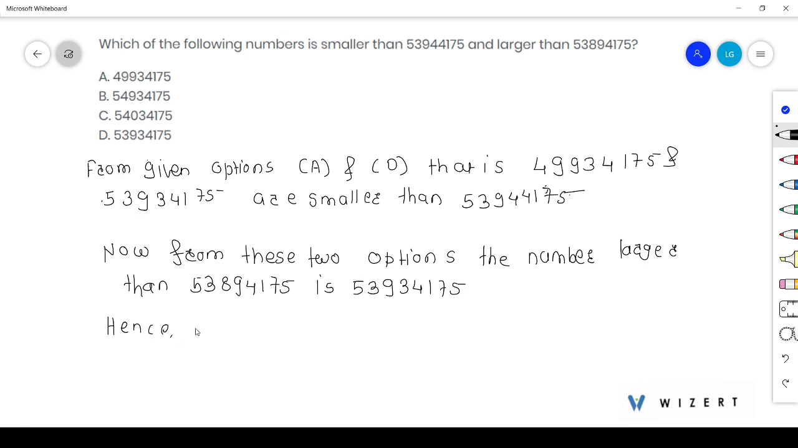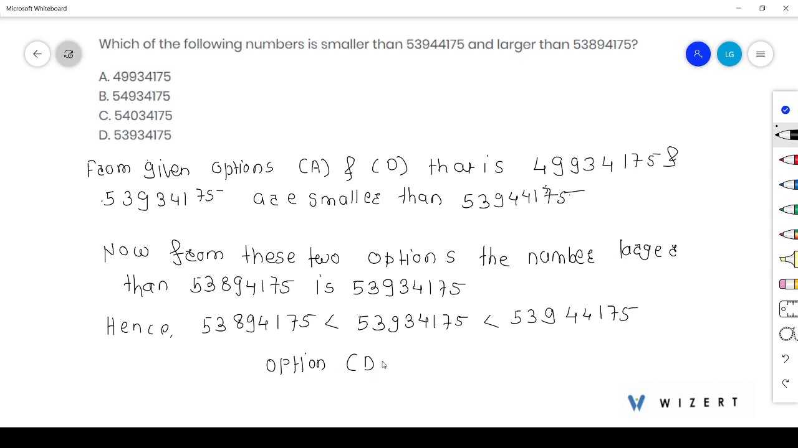Hence, we can write the numbers like this: 53,894,175 is less than 53,934,175, which is less than 53,944,175. That is, our correct option is option D.